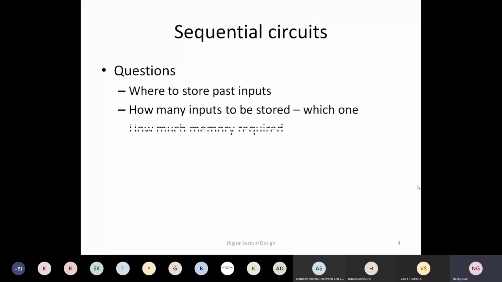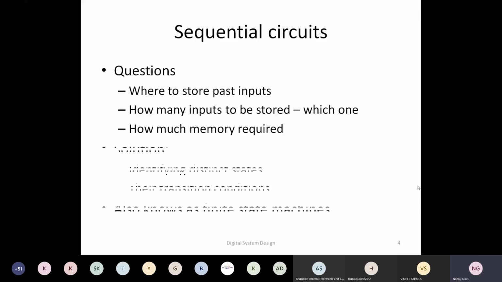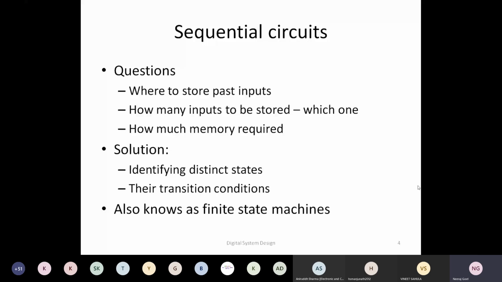And then, how much memory would be required to store all of that? We certainly would like to minimize that memory: although the system would depend on the past input, we would like to minimize the past storage. So the solution, essentially in the digital synchronous system, is that we try to identify distinct states.